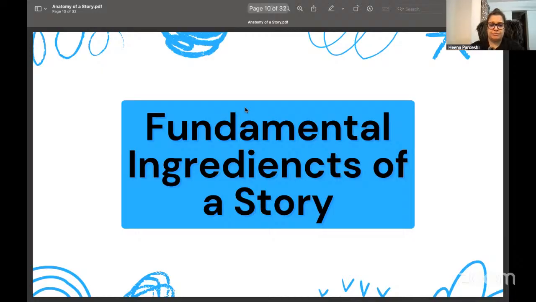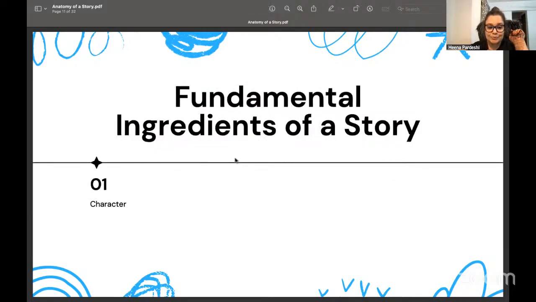Every story, whether it's fiction or non-fiction, needs five essential elements or ingredients, as we'll be calling them in this session. The first one is character. Let's talk a little bit about character. I'll also give you examples so that we can go through and process each and every single element as we go forward.